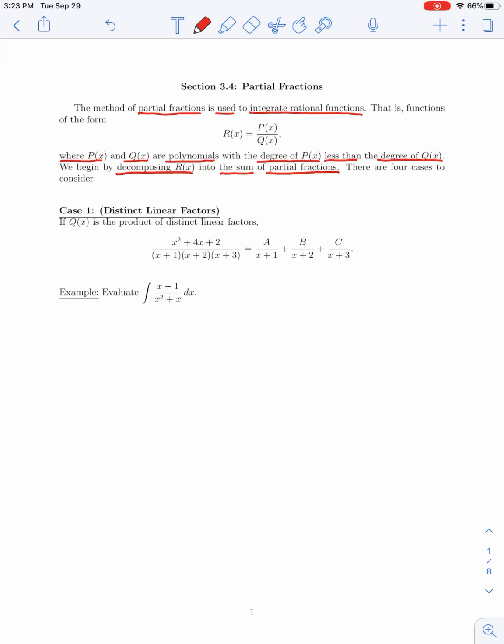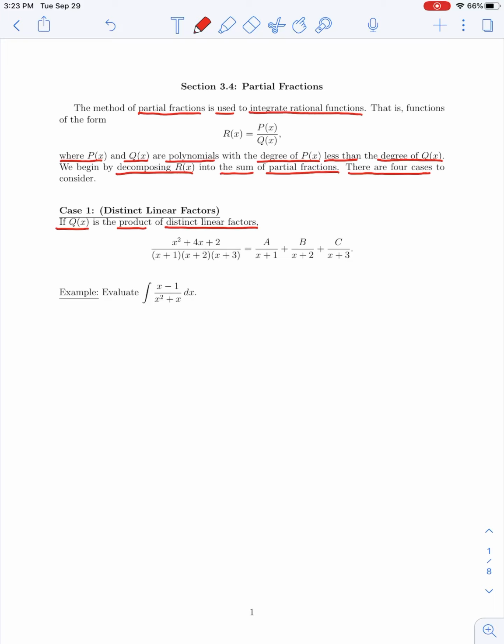The way we decompose this rational function into a sum of partial fractions depends on what form our denominator, q of x, looks like. There are altogether 4 cases which we will consider. The first case is called the case of distinct linear factors. Suppose the denominator, q of x, is the product of distinct linear factors.